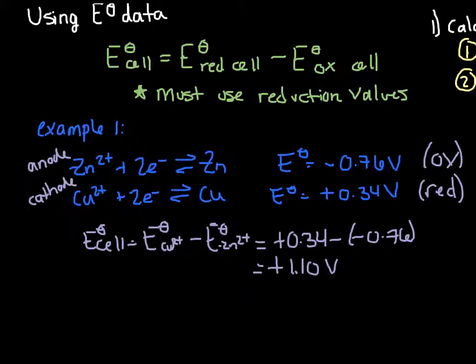That is what our voltmeter would read. So if we were to set up our voltaic cell, everything is appropriate under standard conditions, we would expect to find that the amount of electricity moving between our oxidized cell and our reduced cell should be 1.10 volts.